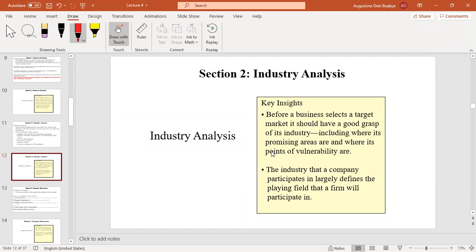Now, the industry that a company participates in largely defines the playing field that a firm will participate in. So if the industry is fragmented, then obviously the playing field is also likely to be fragmented. And if it's saturated by giant firms, then the nature of competition in there too will be what? Massive.